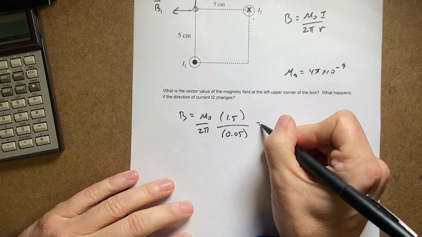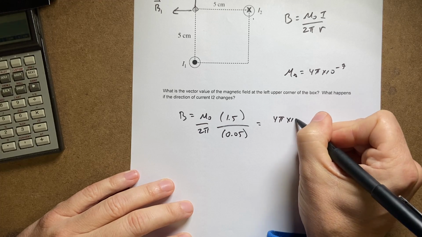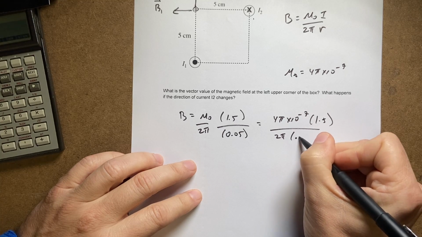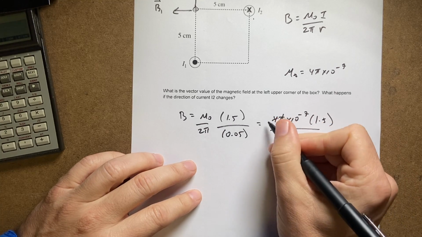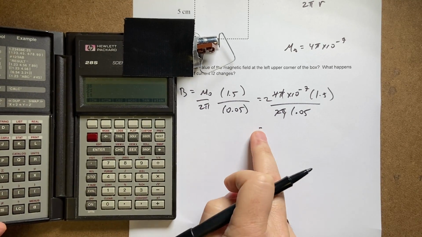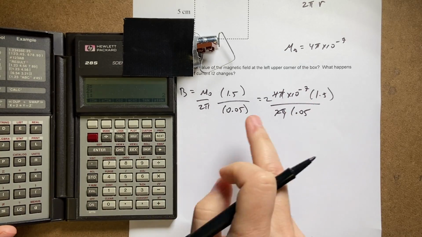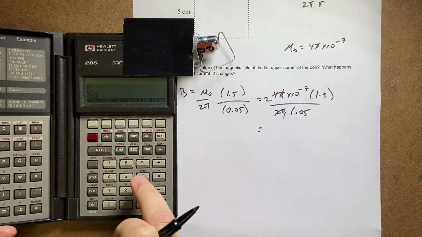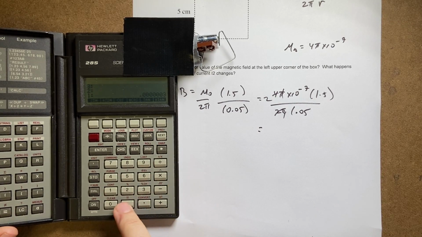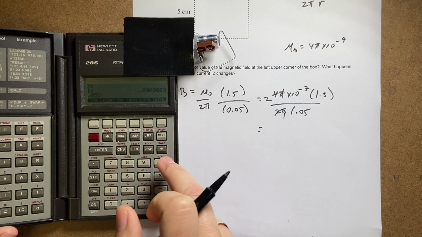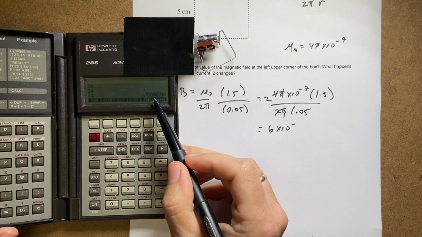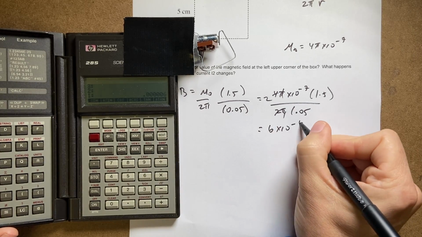So let's just put that in here. It's just going to be 4 pi times 10 to the negative 7th times 1.5 over 2 pi times 0.05. So the pi's cancel, the 2's cancel, and I get 2 times 10 to the negative 7th. Let's put that in my calculator. That's not my answer. This is my magnitude for one of them. Okay, so 2 times 10 to the negative 7th, enter, 1.5 times, and then 0.05 divided by. And I get 6 times 10 to the negative 6 Tesla.